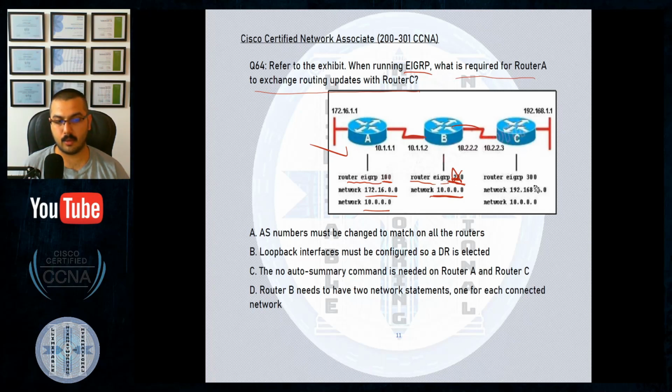Even the third one is using a third different AS. So none of them will do neighbor adjacency with each other, because all of them must be under the same autonomous system number in EIGRP. In BGP, they can be different. In EIGRP, they should be matching. So the AS numbers must be changed to match on all the routers, definitely.